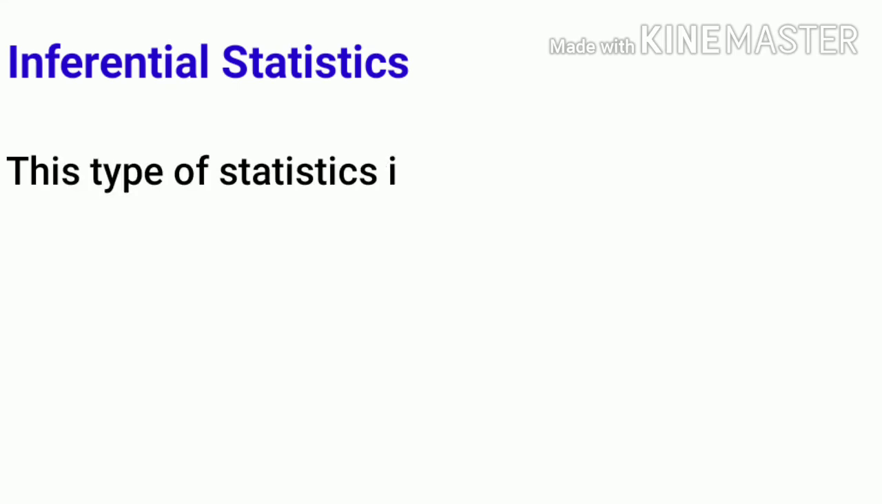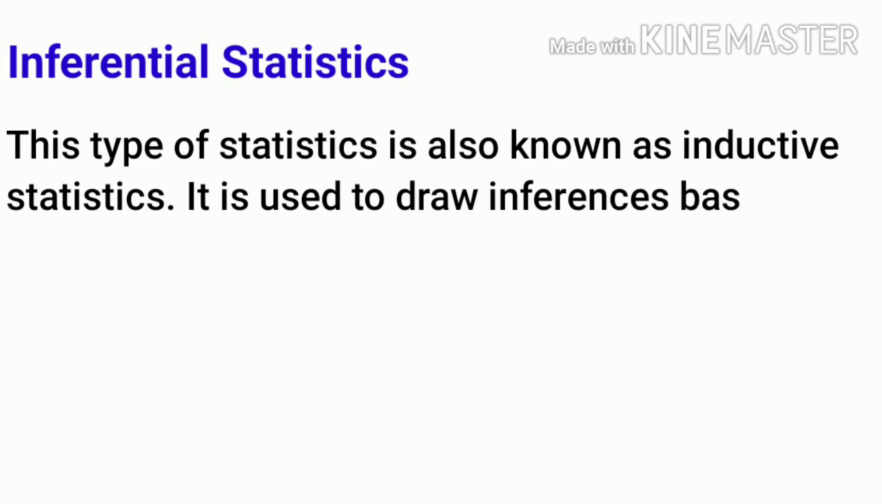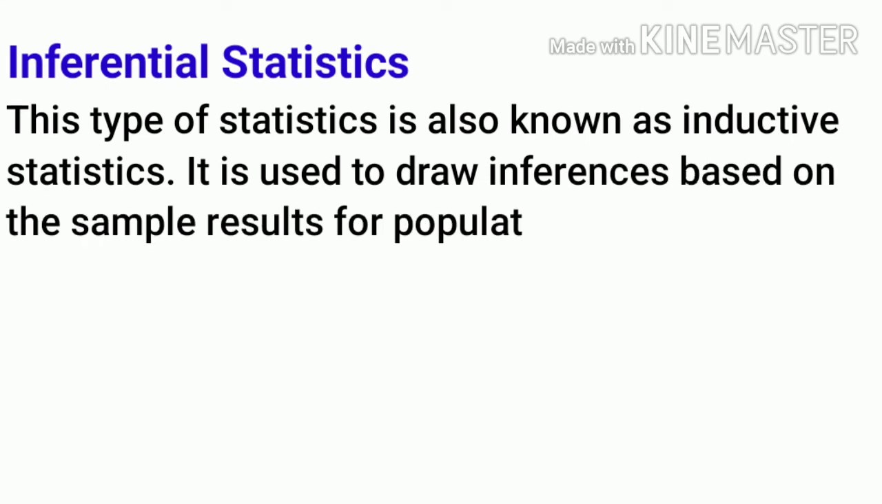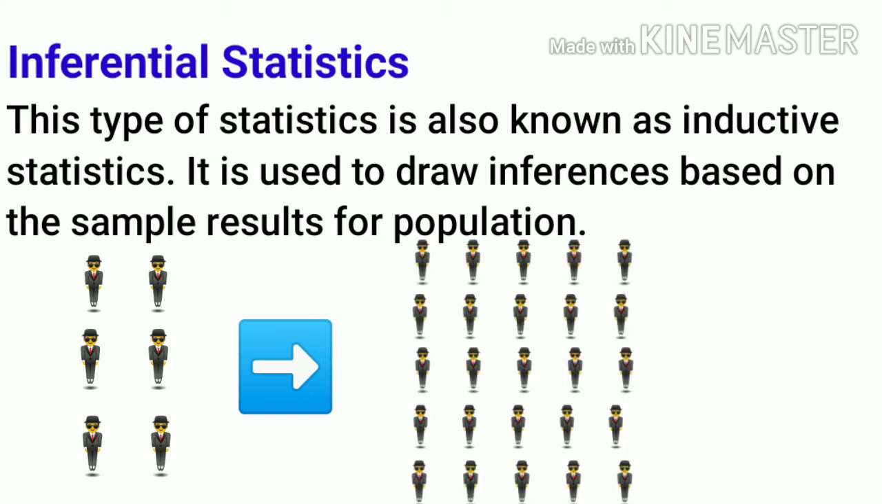Inferential statistics. This type of statistics is also known as inductive statistics. It is used to draw inferences based on the sample results for the population. In this, we collect information from the sample and draw conclusions from the sample about the population. This is done by the process of inductive reasoning based on the theory of probability.